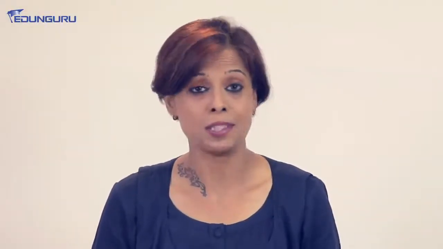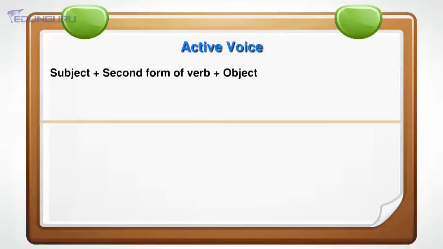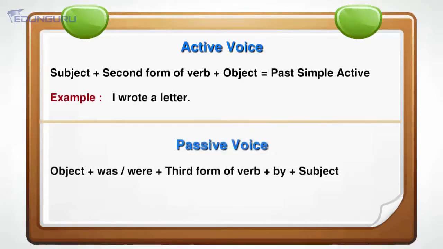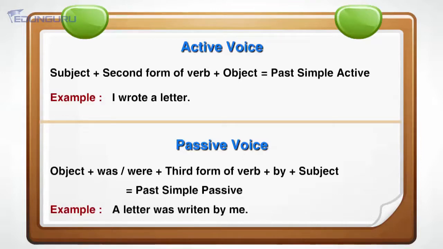Now, let's move on to the past and how we write the active and passive in the past. The structure is as follows with examples. Subject plus verb in the second form, which is the past tense, plus the object gives us a past simple active. I wrote a letter. Object plus was/were plus the third form of the verb plus by plus the subject gives us the past simple passive. A letter was written by me.